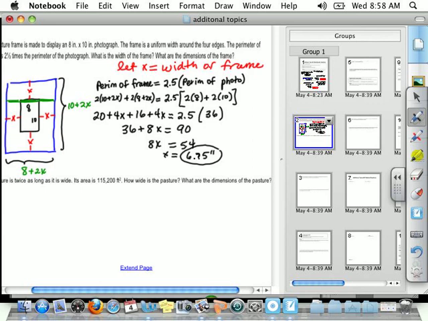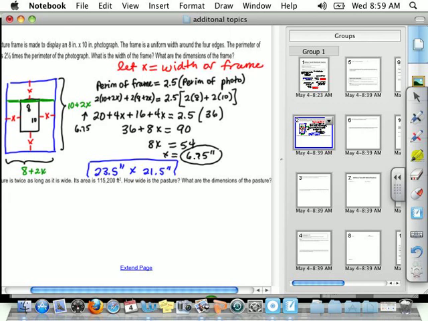So you're just going to plug in 6.75 for x. So you're going to have 2 times 6.75, so 13.5 plus 10, so 23.5 is what you got. And then plug in 6.75 here, so 2 times 6.75, so 13.5 plus 8, so 21.5. So that's the dimensions of the frame. So it's one of those obnoxiously large frames for the little picture. It's pretty big. Make sense?